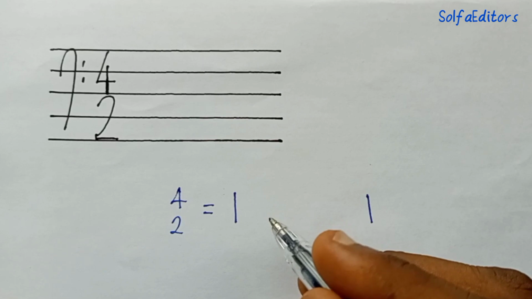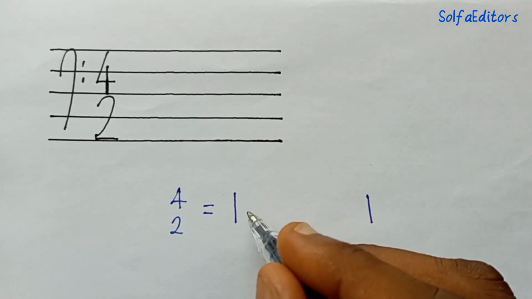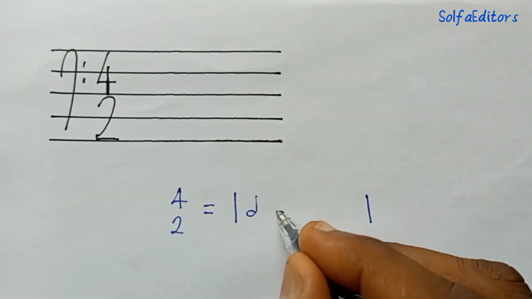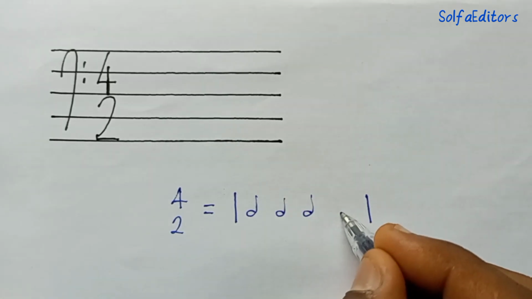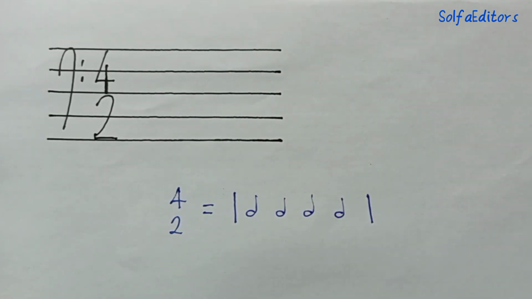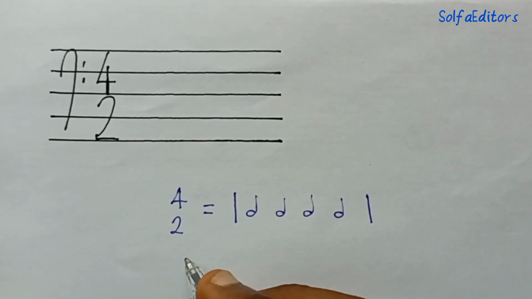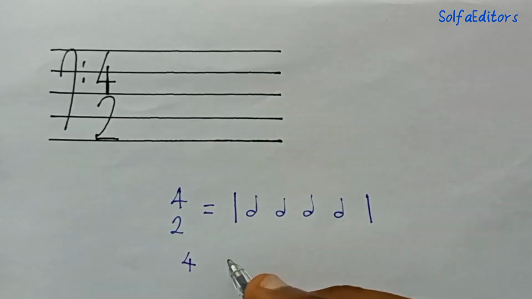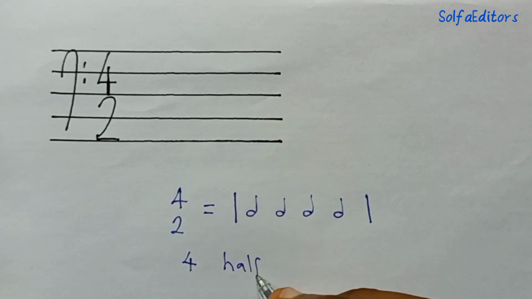Let's pick another example, say 4-2. This is a half note time because 2 is the bottom number, which has to do with half note as note type. So the quantity is 4, while the note type is half. In other words, we can say 4-2 is the same as showing 4 half notes in a bar. Or we can say 4 halves in each bar.